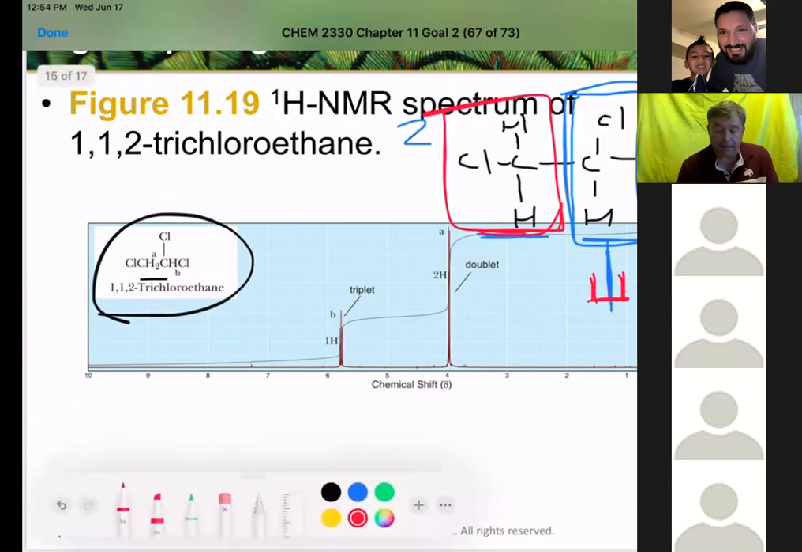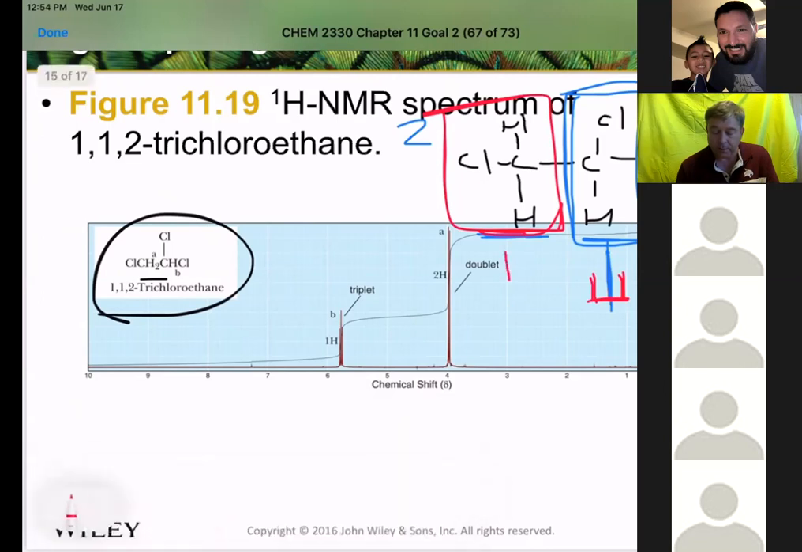Now, why is the red one only 2? We get 1 peak for the hydrogens themselves because they are equivalent to each other. So we get 1 peak for those. We have 1 hydrogen next door. That 1 hydrogen is going to split that 1 peak 1 time, n+1, giving us a total of 2 peaks.